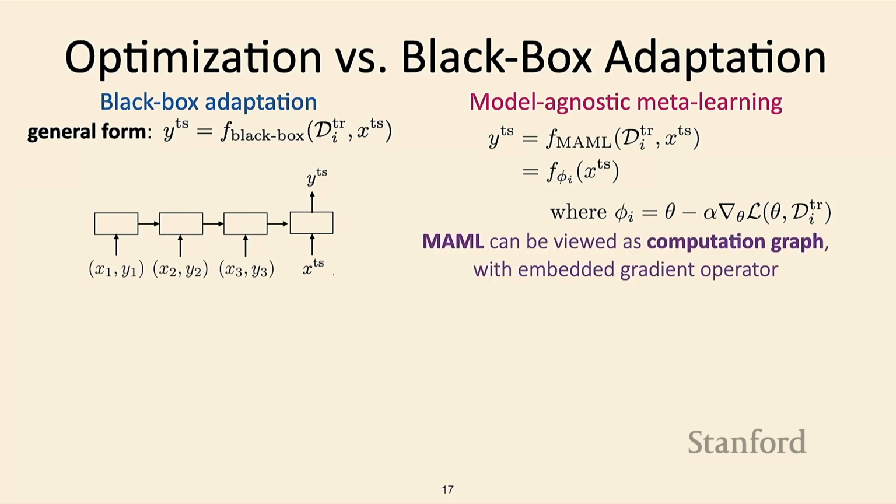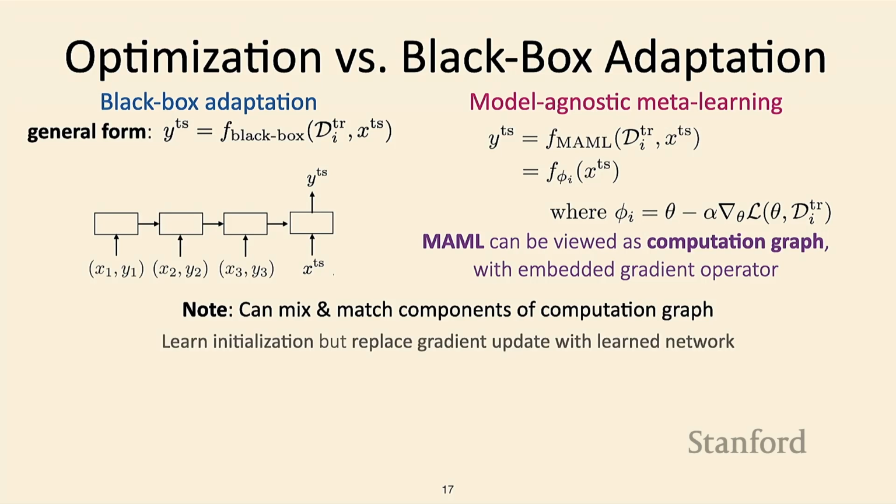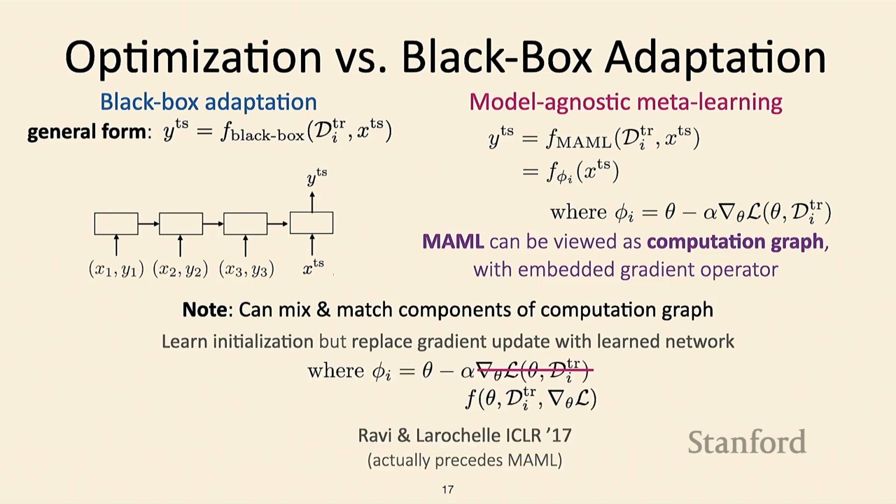So from this view, they end up looking more similar than perhaps they look like on the previous slides. And also from this view, it means that you can somewhat mix and match components of your computation graph. There are methods that, for example, learn an initialization but replace the gradient update with a learned network. For example, this paper learns data, and it also learns this network that takes the gradient and warps it in some way to predict a different gradient than the actual gradient. And this paper actually precedes the MAML paper.